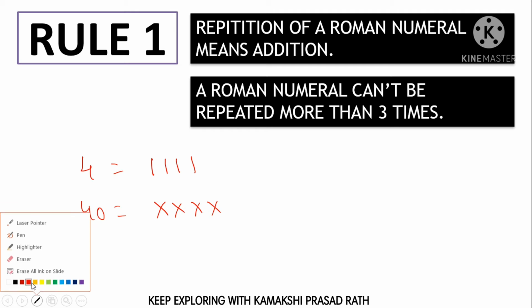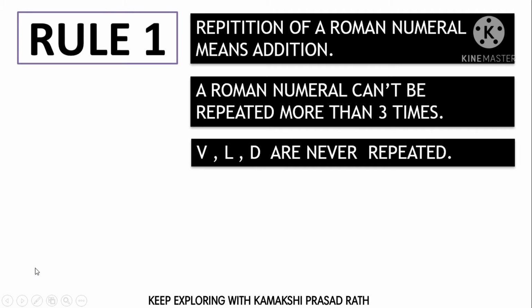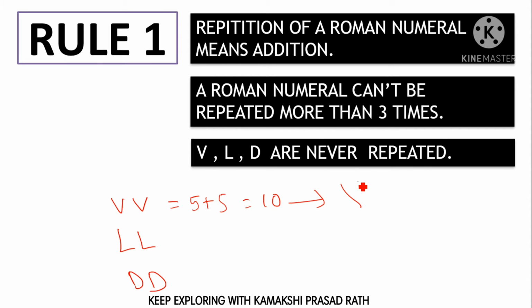Next, one more condition: V, L and D are never repeated. V, L and D are never repeated. That means we cannot write VV, or we cannot write LL or DD. So why is it like that? Now, suppose we write VV. What will VV represent? V means 5, so 5 plus 5 is 10. But for 10 we already have a symbol X. So this becomes meaningless.